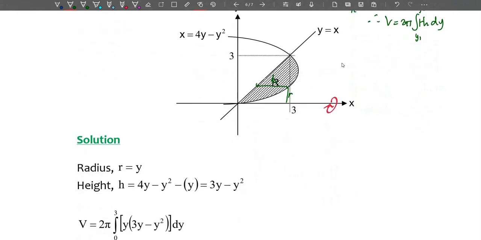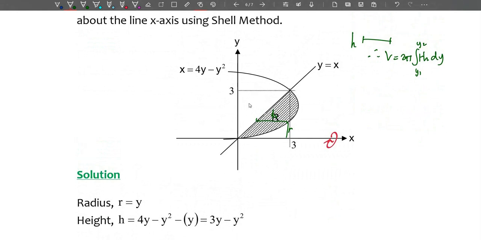That means we need to know the values of y1 and y2. For this figure, you don't actually have to determine y1 and y2 because it starts from 0 until 3. So for r and h, the r here is parallel to the y-axis. That means r will be a substitution of y. Let's say here would be any value y1, for example. So the distance between y1 and the axis of rotation would be r equal to y1 minus 0.